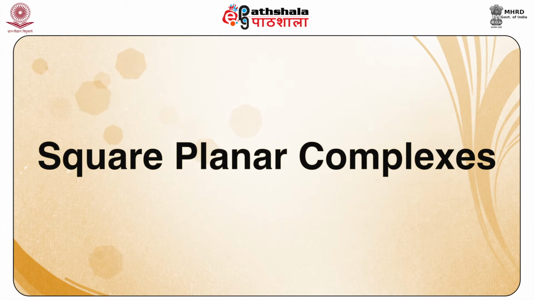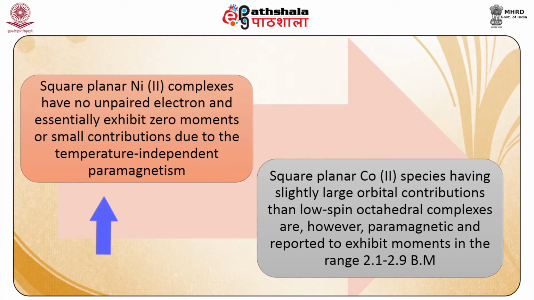Square planar complexes. Square planar nickel 2 plus complexes have no unpaired electron and exhibit essentially zero moments or a small contribution due to temperature independent paramagnetism. Square planar cobalt 2 plus species are, however, paramagnetic and are reported to exhibit moments in the range 2.1 to 2.9 Bohr magneton, having slightly larger orbital contribution than low spin octahedral complexes.